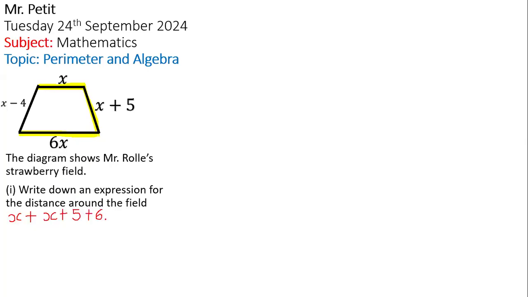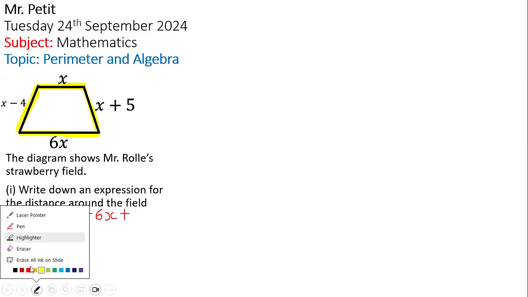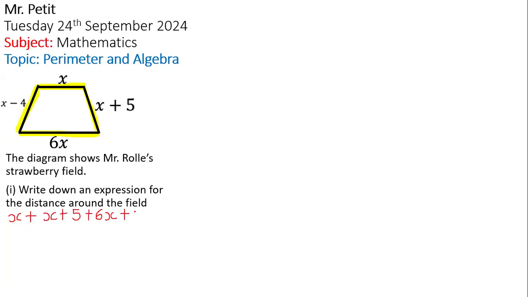Plus what else? X minus 4. Plus x minus 4. And when we say x minus 4, we're referring to this side. So each side must be accounted for in your expression. So it's going to be x minus 4.